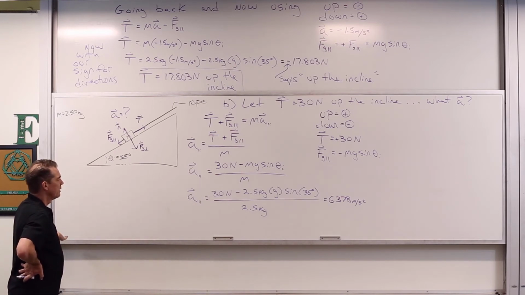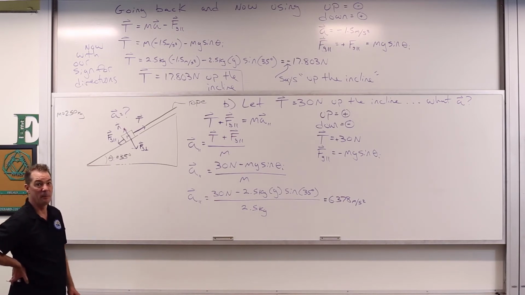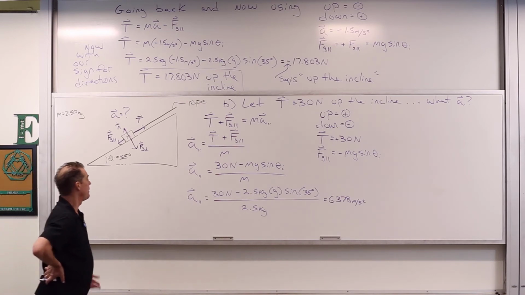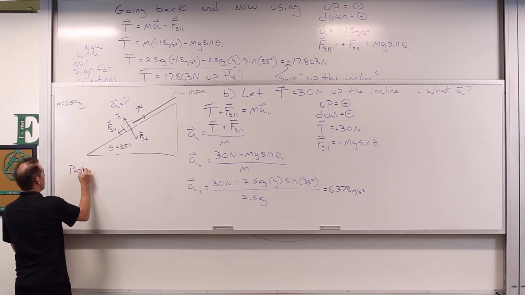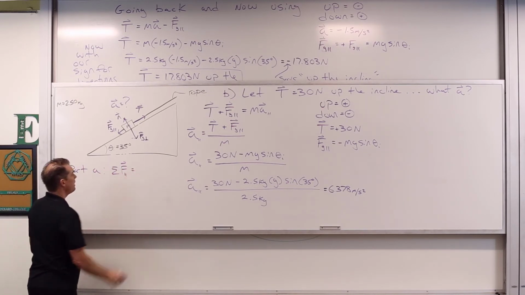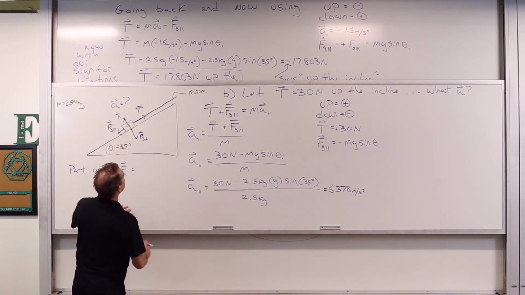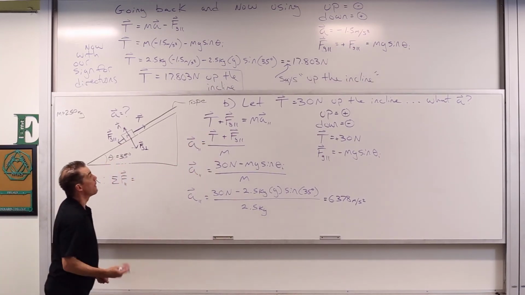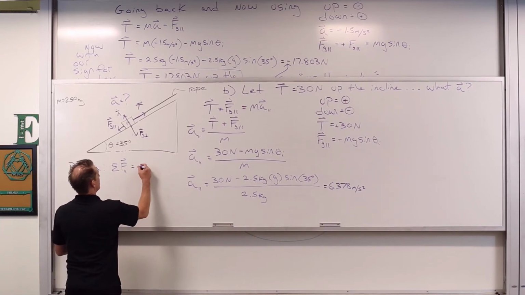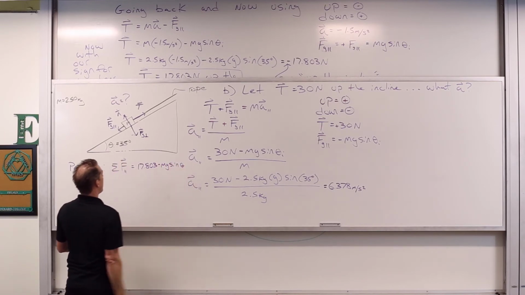Why may that be? Well, we gotta go back to see what the net force is and compare it to the net force in the previous case. That's what it's all about, right? So previously, part A, what was the net force parallel to the incline? Well, that was T hat plus F sub G hat. Well, that would have been our 17.803 minus mg sine theta. 17.803 minus mg times the sine of theta.